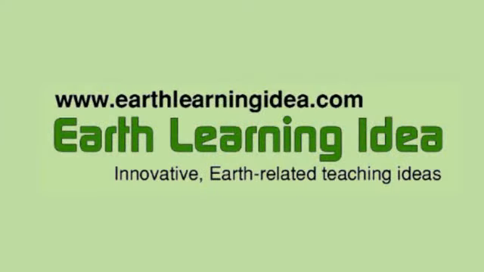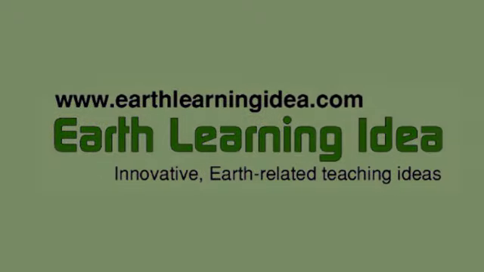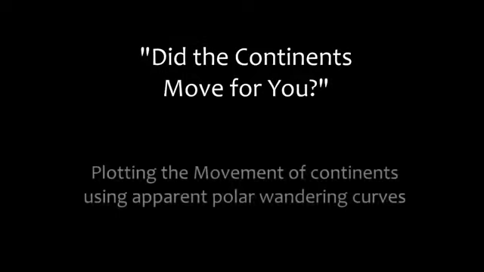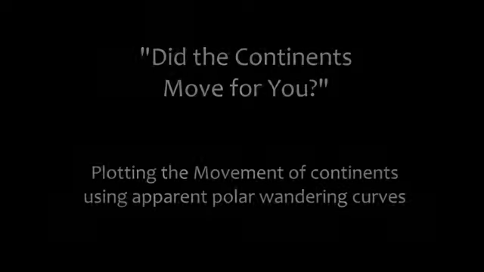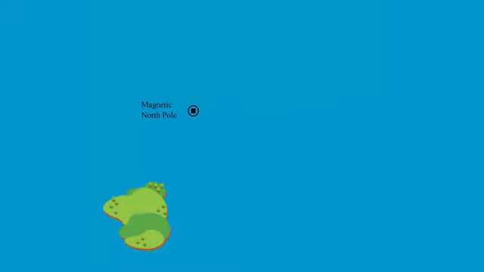This animation demonstrates the Earth Learning Idea, "Did the continents move for you?" This involves plotting the movement of a continent using an apparent polar wandering curve. As you can see in the animation, the magnetic North Pole and a large continent have been drawn. This is the position of the continent about 500 million years ago, in Cambrian times.